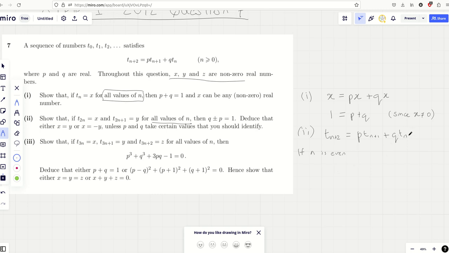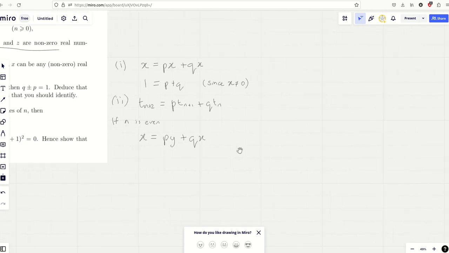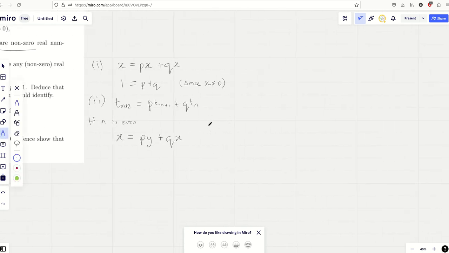Now, if the even termed position is x, then this one would be y, and this one would be x again. So we're going to have x equals py plus qx if n is even, yeah? But on the other hand, this should also work if n is odd, yeah? And if n is odd, then this recurrence relation should also hold, because it is the definition of the sequence. And then we're going to have y equals px plus qy, quite simply because n is odd this time, yeah?